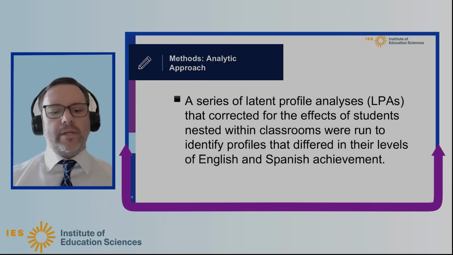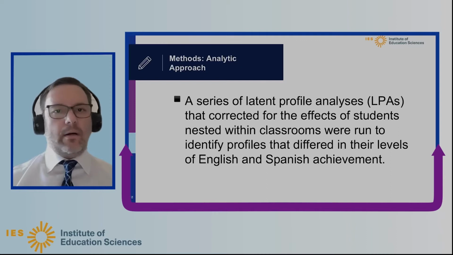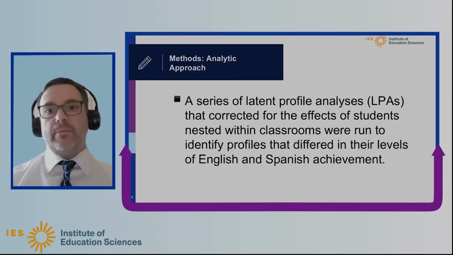So to empirically identify profiles of children based on cognitive, linguistic, literacy, and math skills, we used a series of latent profile analyses. All latent profile analyses utilize W scores from their standardized measures, and all analyses corrected the standard errors of parameter estimates to correct for students being nested within classrooms.